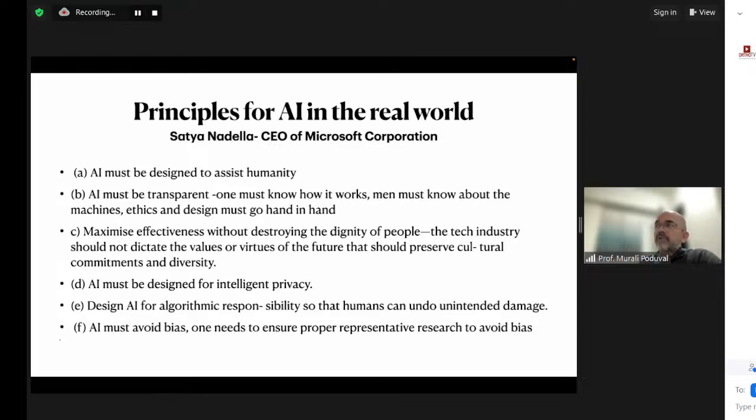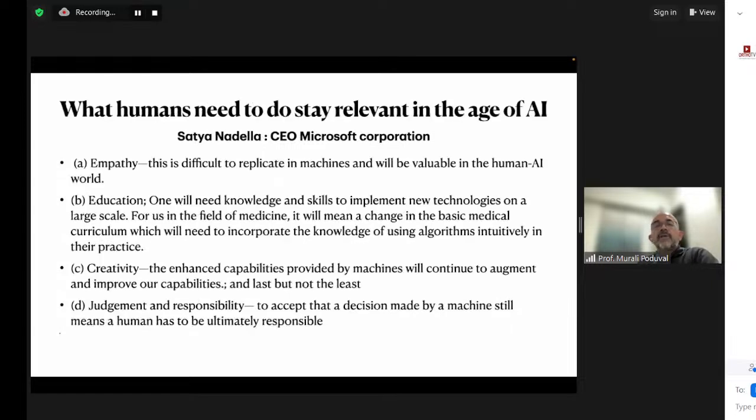So much so important for us. This is not written from the point of view of medicine, but every point is important from the point of view of medicine. It must avoid bias. One needs to ensure proper representative research to avoid bias. And what do humans need to stay relevant in the age of AI? From the very same talk by Satya Nadella, humans need empathy, which cannot be replicated in machines. Humans need education. You need knowledge and skills to implement new technologies on a large scale.